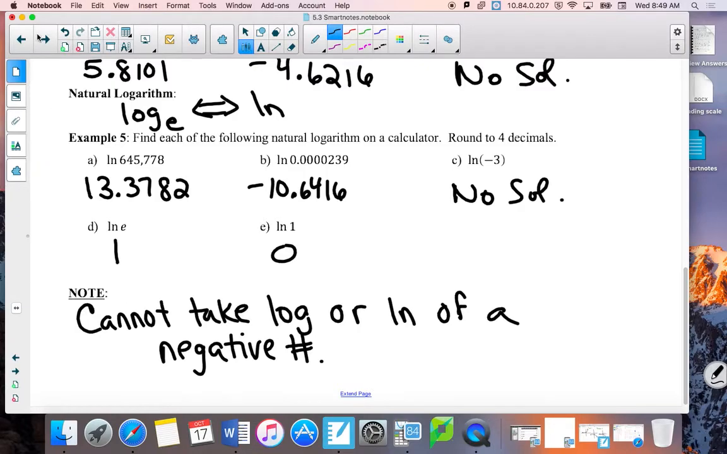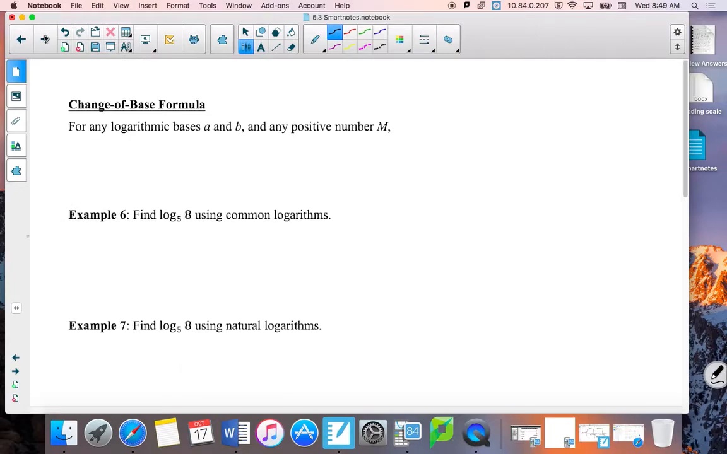All right, we've got what's known as the change of base formula. Your graphing calculator only has the log button, which is base 10, and the natural log button, which is base e. You don't have any other buttons that are going to give you other bases. If you have a fancy graphing calculator, I will show you in class how you can find different bases. Some of you won't, and you have to use this method.